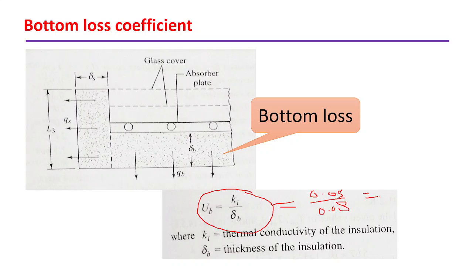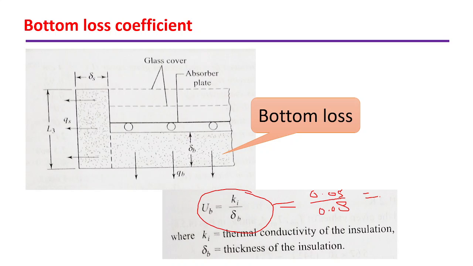How are you getting 0.25? What value of Ki did you take? 0.05 by 0.2, no, sir. No, it will be 0.05. The value will be 0.05, and the thickness is given as 80 centimeter. So the 80 centimeter will be 0.08, correct?